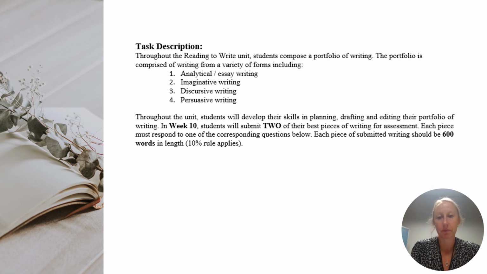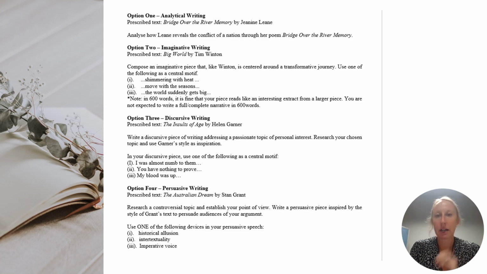Okay, let's look at the options. We've designed this first assessment with a lot of choice. So we want you to have some choice and flexibility so that we're getting to know you as a writer. So you've got 4 different options. We'll go through each. If you choose to write an analytical piece, you are going to be responding to the poem by Jeannie Leanne, which is the first one in your booklets, and you're analysing how she reveals the conflict of the nation through her personal poem, Bridge Over the River Memory. You're probably comfortable with that form already because you would have done a lot of essay writing leading up to this, but you'll also be doing some essay writing and the Freshie model of writing with your teachers in class.